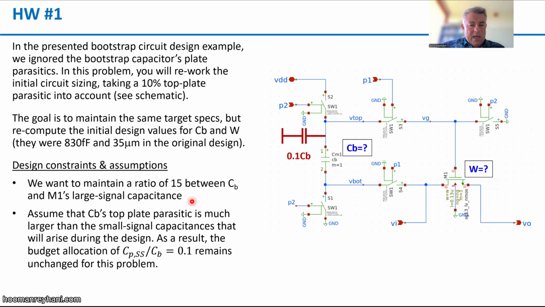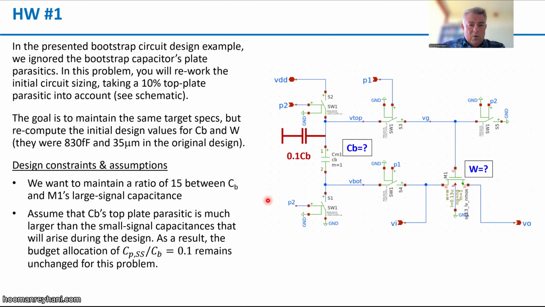We want to have a ratio of 15 between the bootstrap cap and the large signal capacitance of the main switch. And then we want to have the same budget allocation of small signal capacitance to CB. But now we assume that this is pretty much taken away by this capacitance. This is all allocated by this capacitance because it's very large.